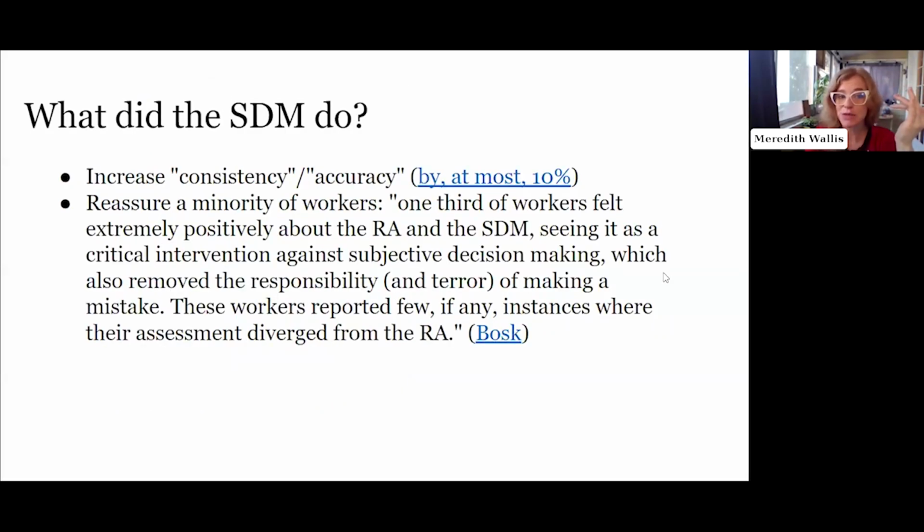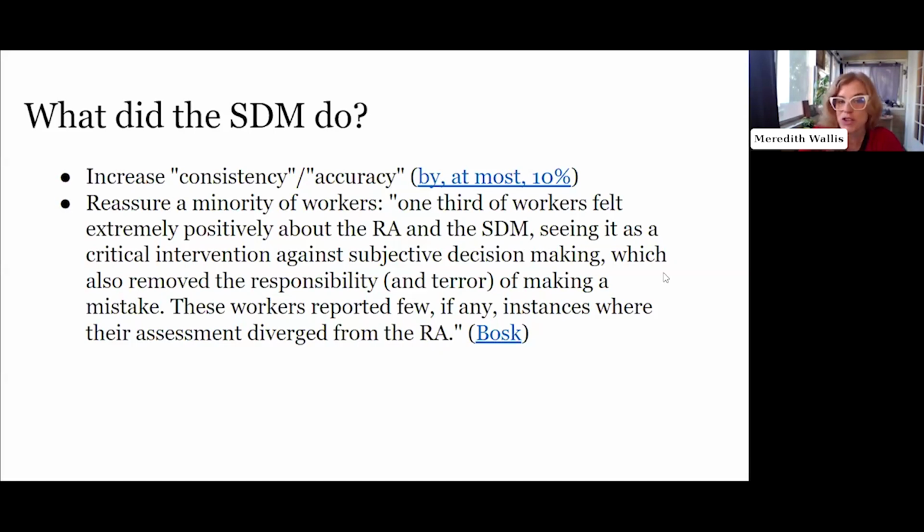So what did the SDM do? It did increase consistency or accuracy by at most 10% over clinical judgment. That, of course, means in its own validation studies, it was more likely for workers to come to the same decision using the risk assessment. That was what consistency and accuracy actually meant.